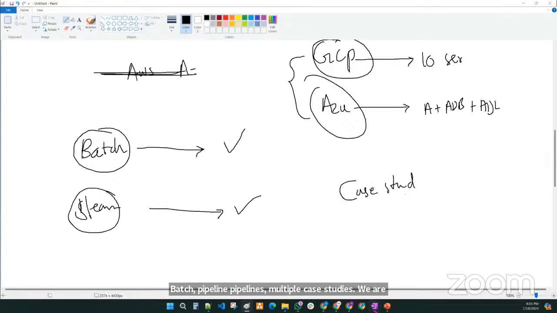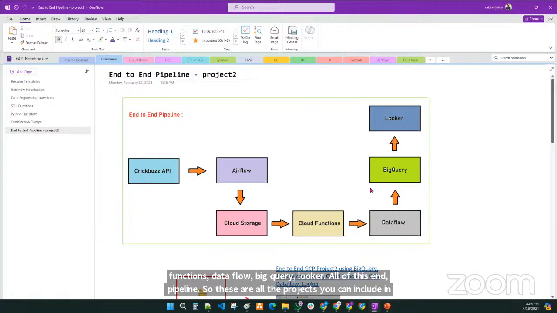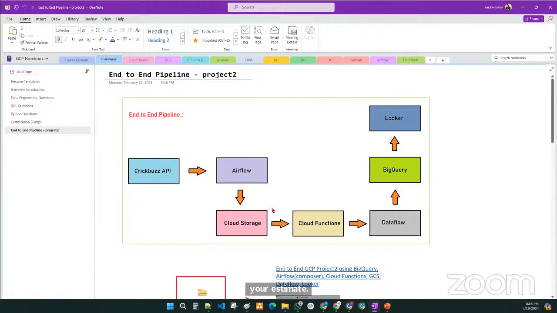You create batch pipelines, streaming pipelines, and we are going to cover multiple case studies. And as a bonus, I am going to give this end-to-end project also: click by API to Airflow, Cloud Storage, Cloud Functions, Dataflow, BigQuery, Looker, the whole end-to-end pipeline. These are all projects you can include in your resume.